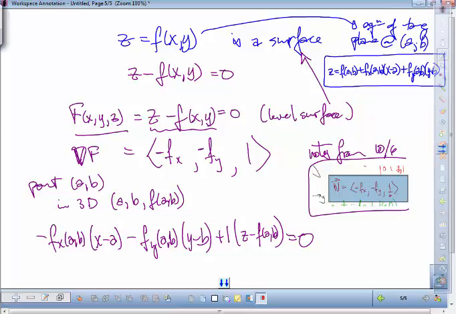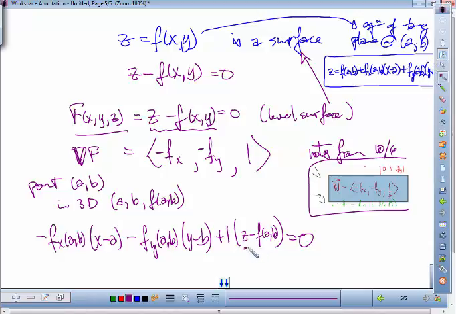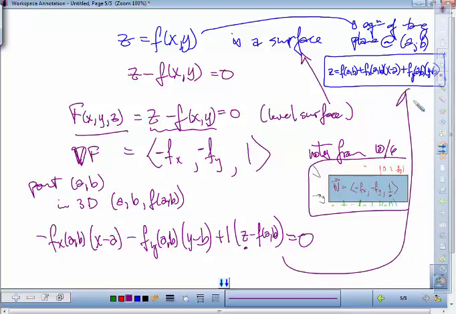And then if you shuffle this around, you can make it look just like this. Say if you want to solve for z, you bring this f of a over to the other side, you bring these two negative terms to the other side that become positive, and then you would get your tangent plane. Okay? So it's the same thing.